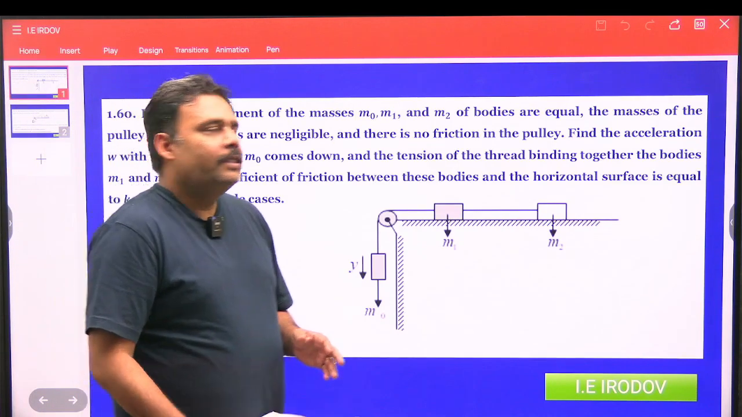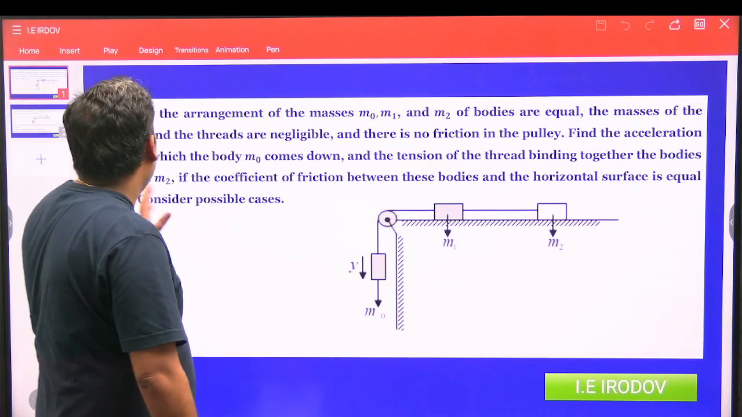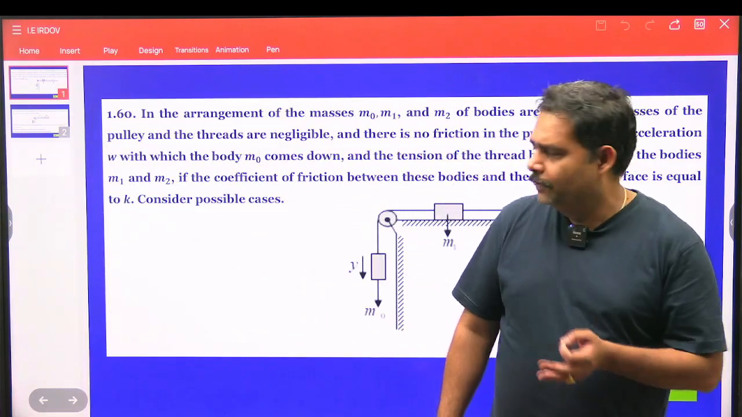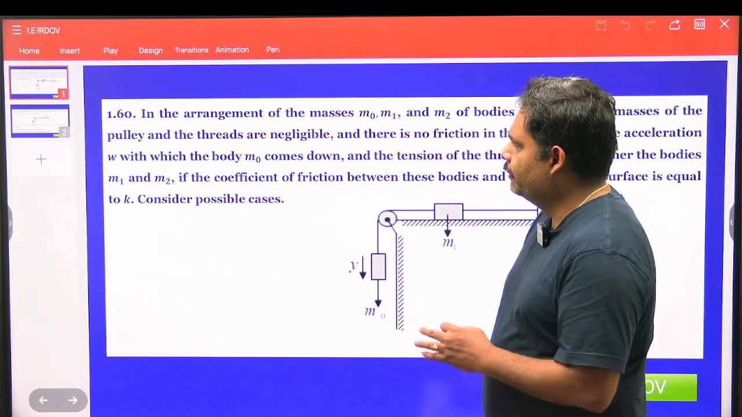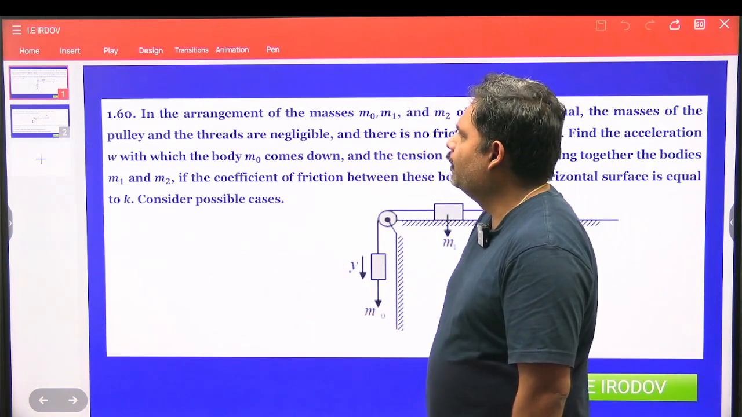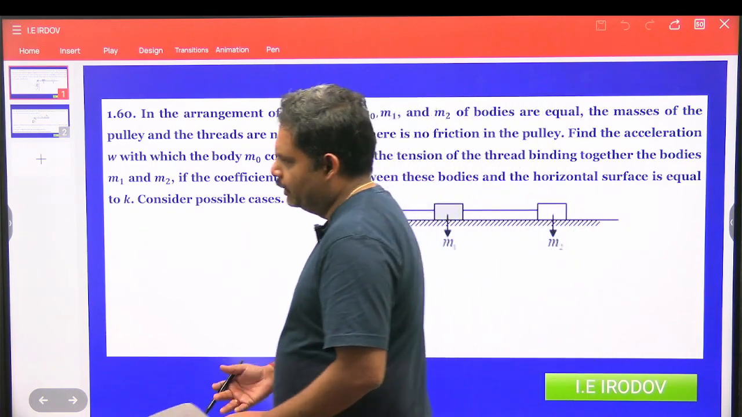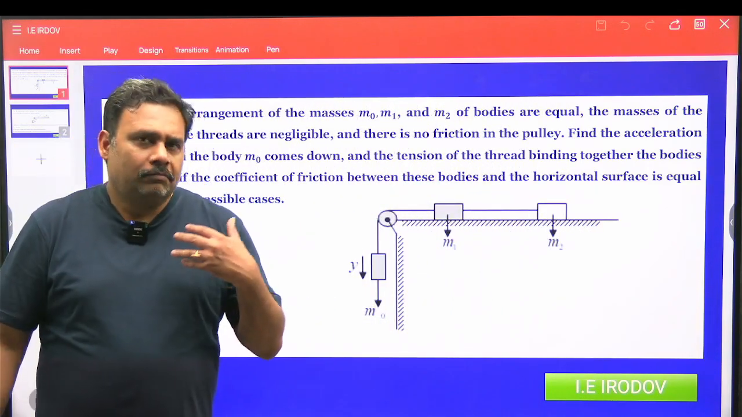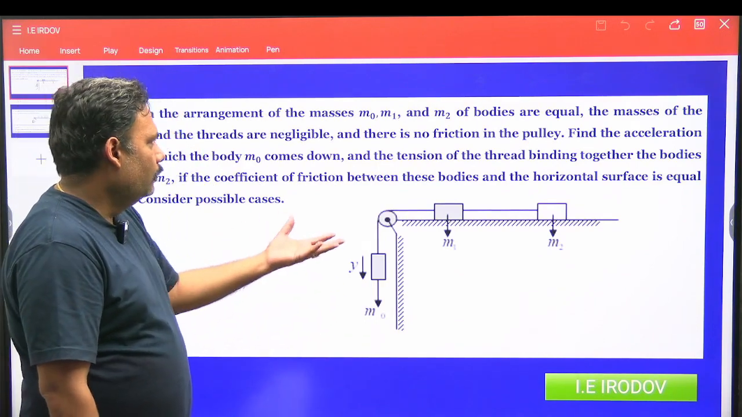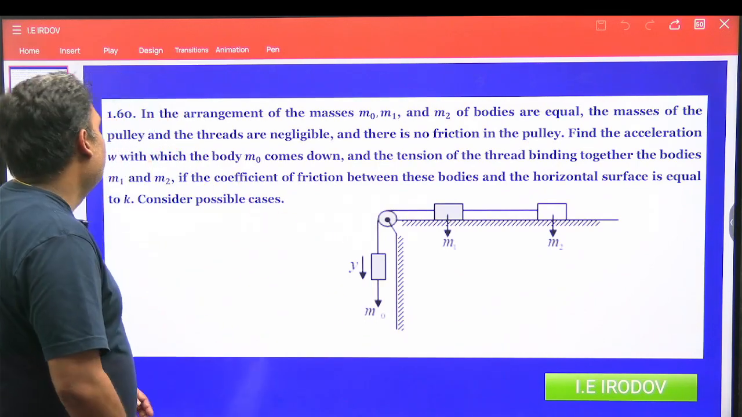Hello students, so let's try to solve this problem. This problem is from I.E. Irodov, one of the great books for understanding physics. And this is question number 1.60. In this problem, we have to just analyze what will be the role of the coefficient of friction and the use of Newton's law. So let me read this question.